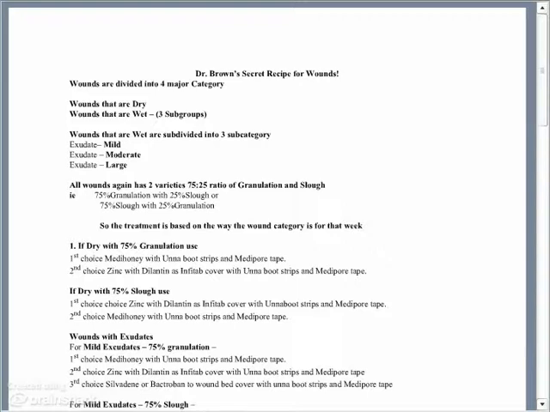And if by chance it is more slough, if there are exudates, then I would use Santyl on the wound bed with the Unna strips. And if there are large exudates, then I'll add Santyl polysporin powder.